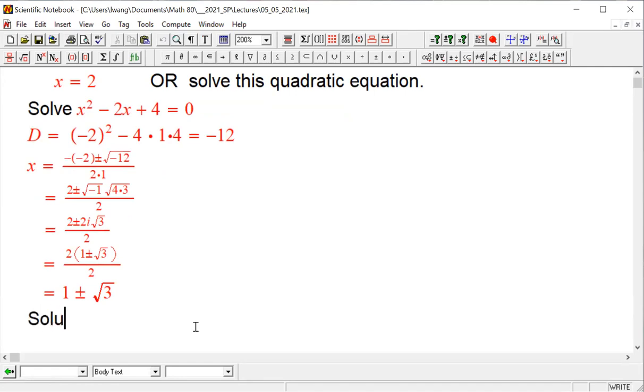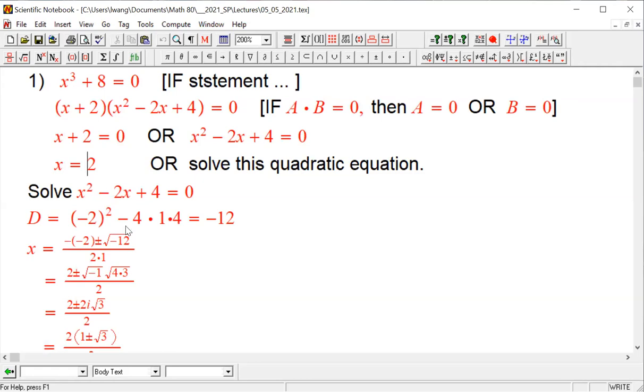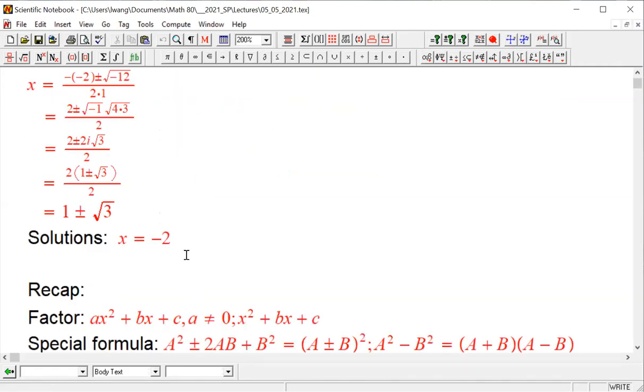So what are the solutions we have? We have x equals negative 2. Hold on, I think I made a mistake. This is negative 2. Sorry about that. And the other solutions are going to be x equals 1 plus or minus root 3. Oh, wait, I forgot the i. Sorry about that. There should be an i there, right? Okay, so those are the three solutions.